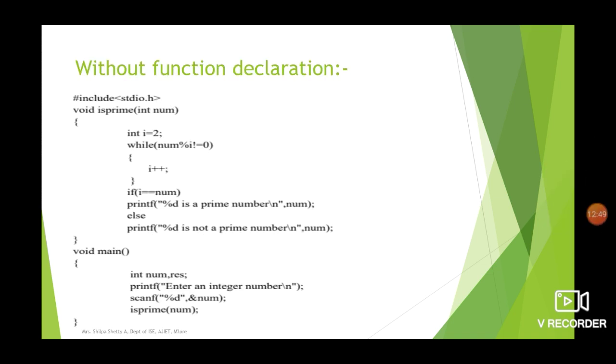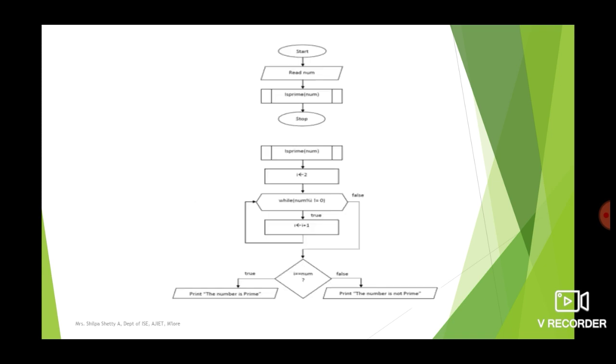Now let us see how to write this program without using function declaration, when the function is defined before main. This program is the same as the previous program, except that in the previous program we defined the is prime function after main, so we had to give a declaration before main. This time we have defined the is prime function before main, so we need not give a declaration. The rest of the code is the same as the previous one.